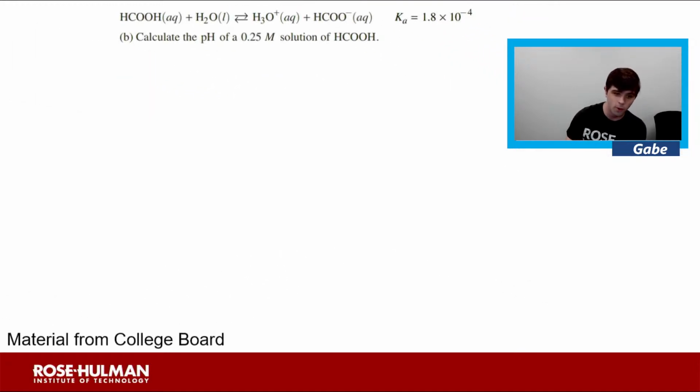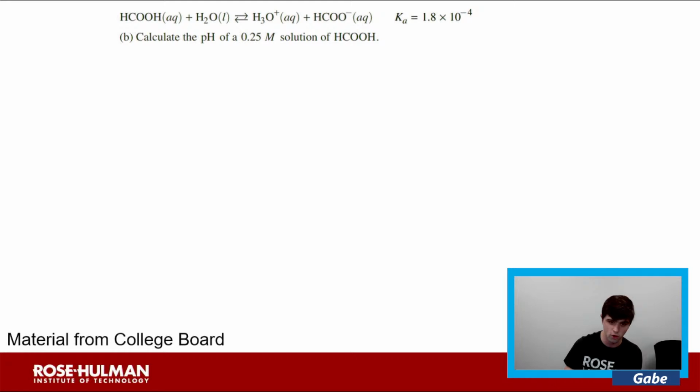All right, moving on to part B. Calculate the pH of a 0.25 molar solution of methanoic acid. The way we want to approach this problem is by looking at what compound we are working with. When we want to find the pH of an acid, we first want to think, is it a strong acid or a weak acid?